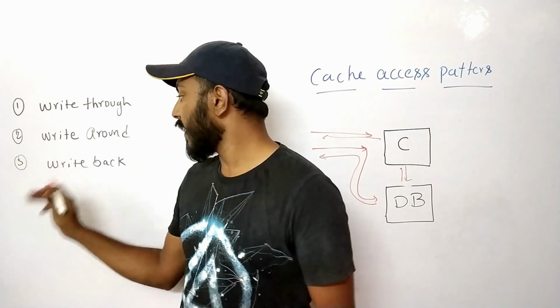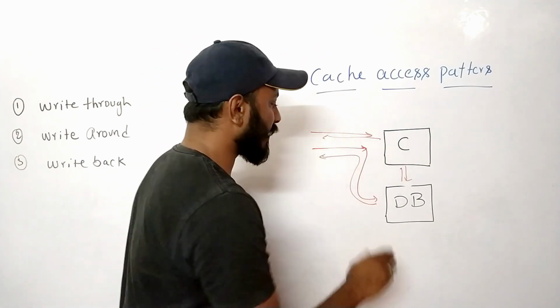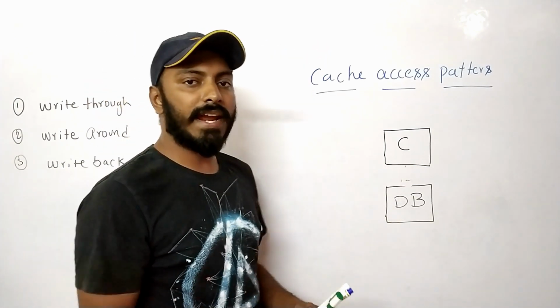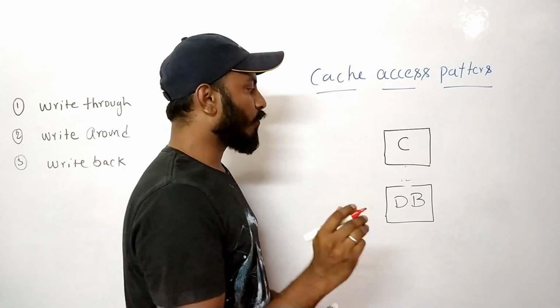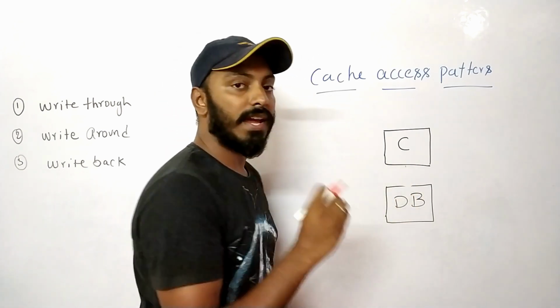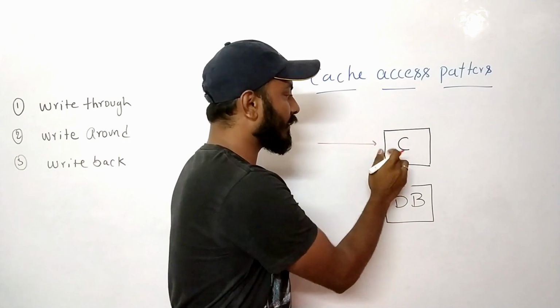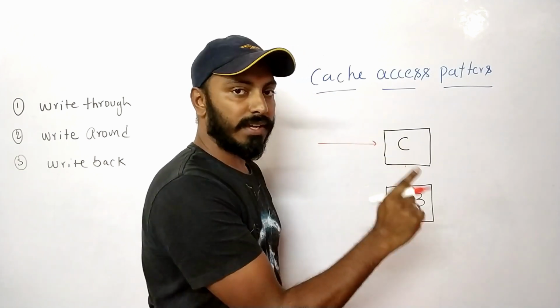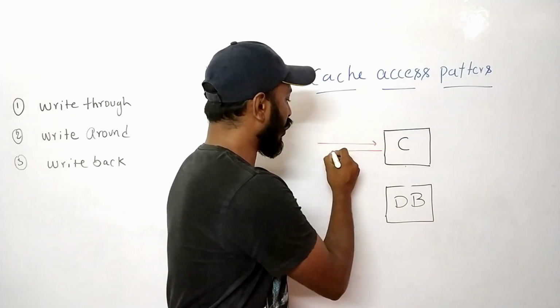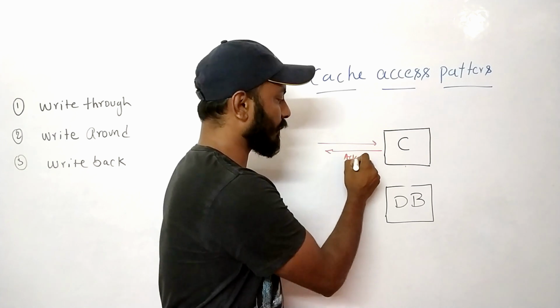And the third one is write back. In the write back cache system, what happens is first the write update will go to the cache, and then the data will be saved first in the cache. Then the acknowledgement will be sent back immediately.